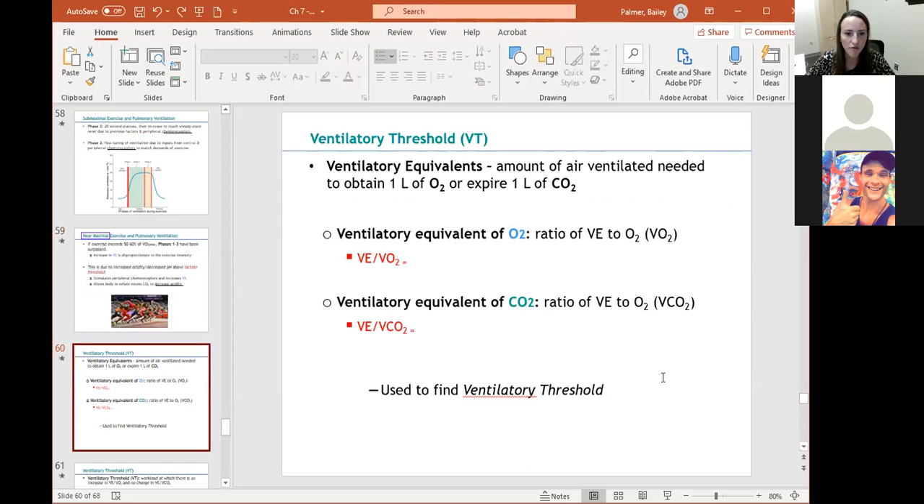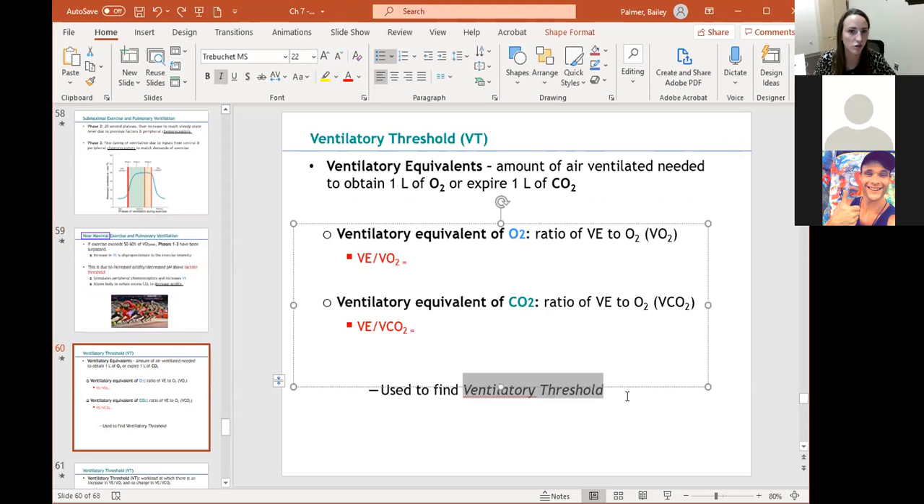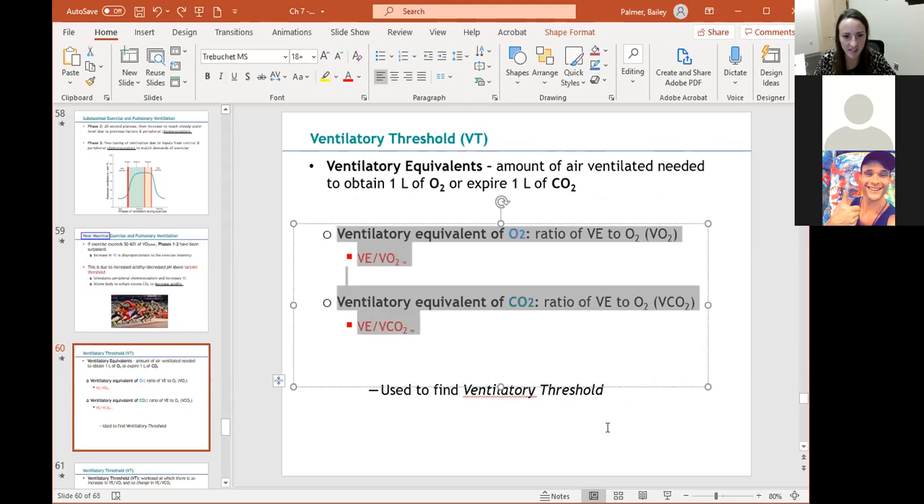All right, so ventilatory equivalents. If you go back to the lecture, just listen to this slide and understand how these equivalents help define ventilatory threshold. I am pretty sure you're going to have a question on the exam about ventilatory equivalents of oxygen and CO2, meaning how many liters of air do we have to ventilate in order to obtain 1 liter of oxygen, and how many liters of air do we have to ventilate to exhale 1 liter of CO2. So go back to your lecture to get those 2 numbers if you don't have them already.